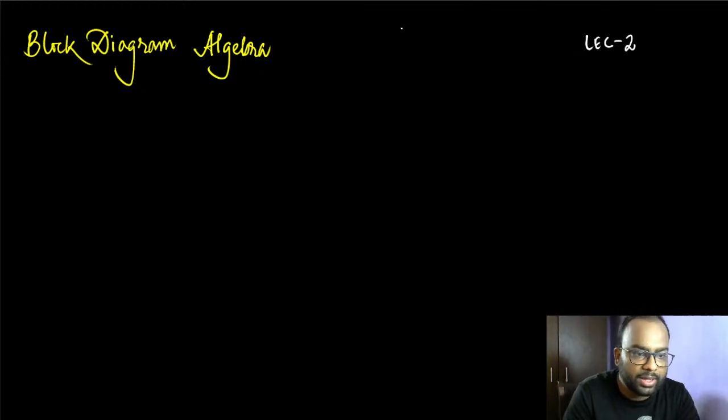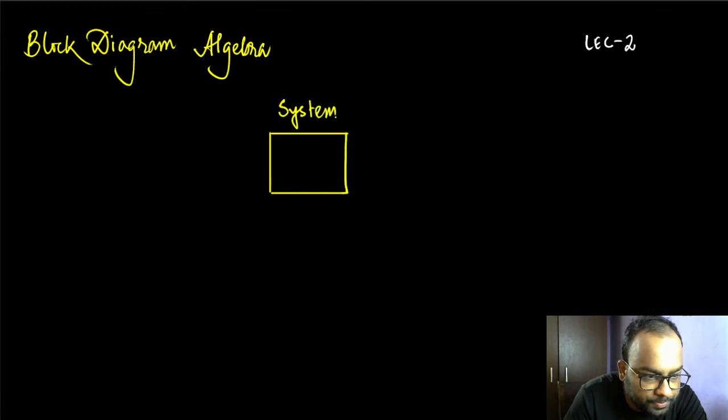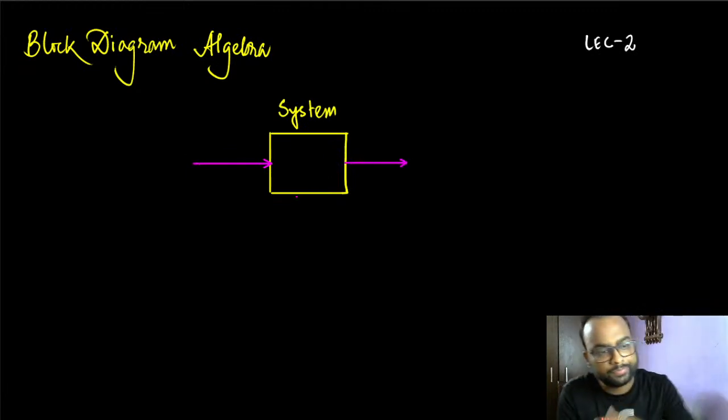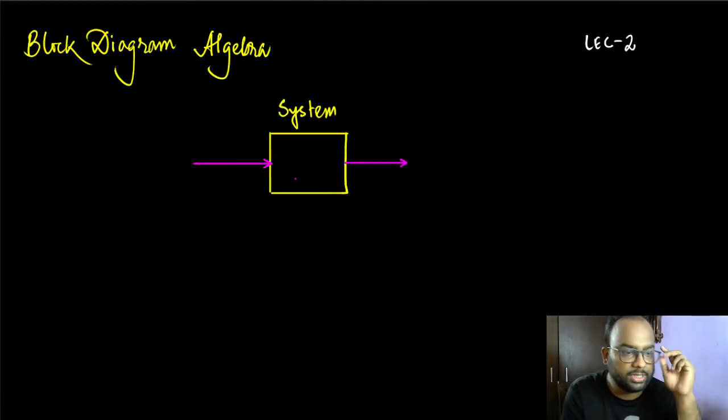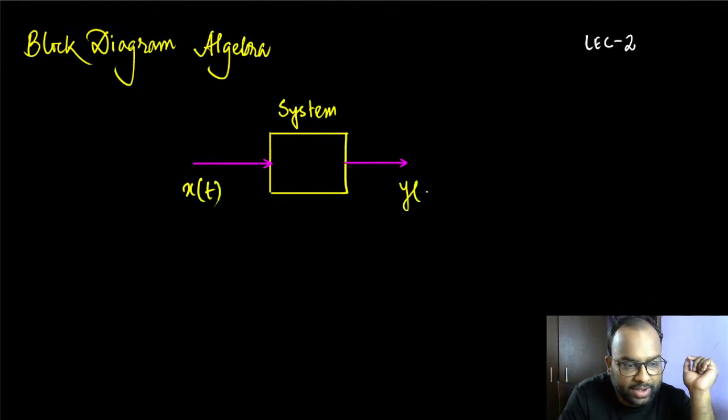In the black box approach, we draw a box like that, and we call this our system. This system interacts with external inputs and generates outputs. That is something we define in a very simple black box model. Let's say the inputs are defined as x(t) and the outputs are defined as y(t).